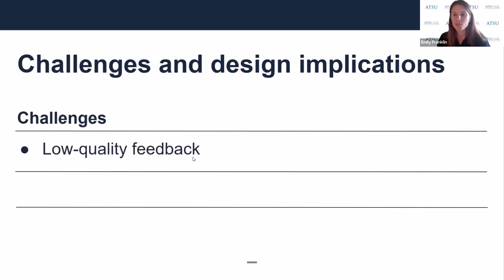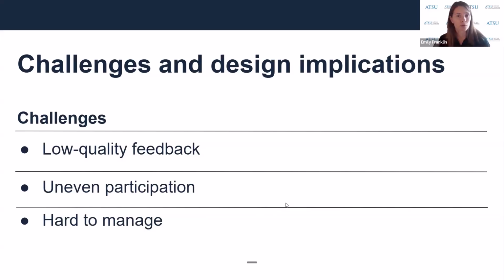You might have seen some of these, like low quality or vague feedback, maybe students focusing on irrelevant details or not knowing what good feedback looks like, or maybe they're misunderstanding expectations. Another challenge might be uneven participation due to bias or fear of giving honest feedback, or not valuing their peer critique, so they're a little less participatory in the activity. Another challenge may be that it's hard to manage tracking who reviewed whom, especially in a large course.